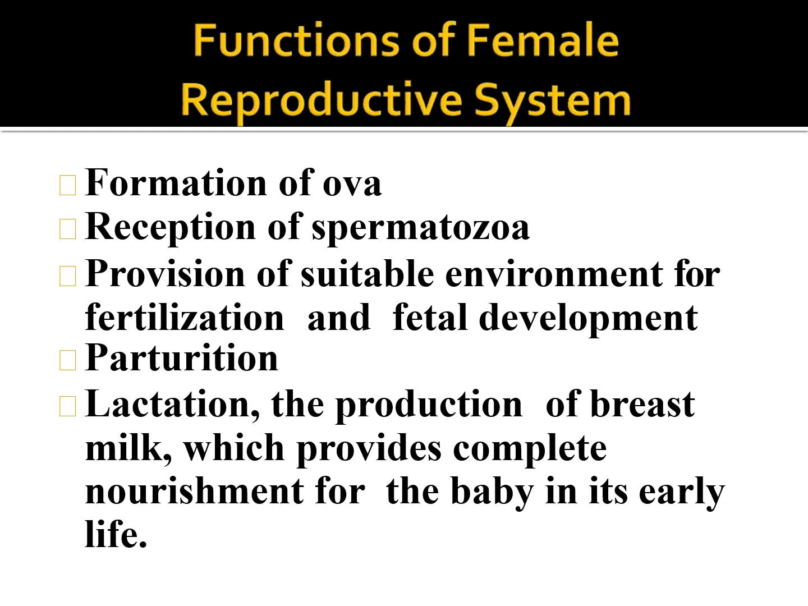One is producing the ova, that is the female gametes, and it receives the sperm and provides a suitable environment for fertilization, that is the fusion of ovum and sperm. It provides a suitable environment for the development of the baby, and it helps in parturition, that is childbirth. It supports lactation, the production of breast milk, and provides complete nourishment for the baby in the earlier 6 months of life.